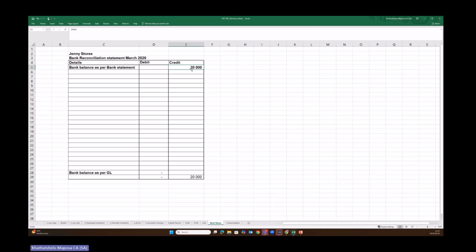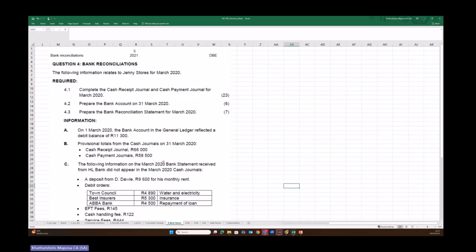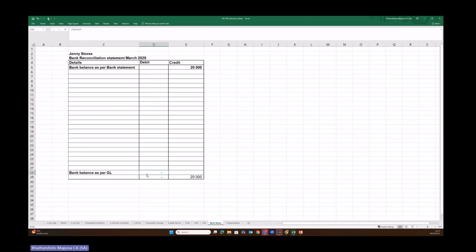Then there will be a balance from the general ledger. Here, the principles are the same. We've spoken about them 1,000 times. The bank account is an asset account, and assets increase on the debit side. In the example that we were given, they said on 1 March 2020, the bank account in the general ledger reflected a debit balance of 11,300. It's on the debit side of the bank reconciliation statement, 11,300.